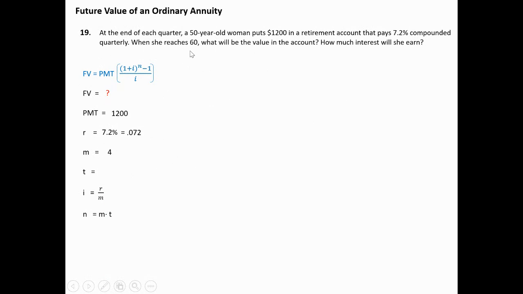The time, here's the time. Here's where a lot of students begin to make mistakes. Just because they see numbers there, they want to put them in here, which is not correct. So let's visualize it like a real life problem.